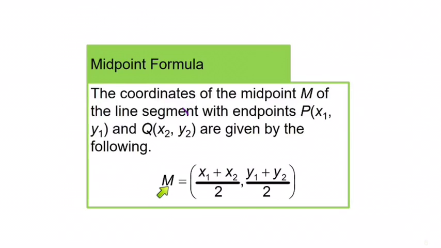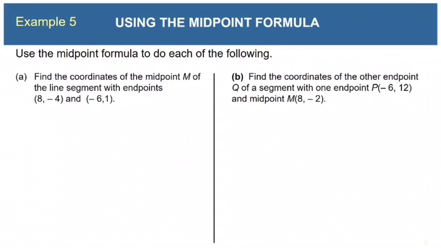So whenever you're finding the midpoint, it's different from the distance formula because you're not finding a number that's a length. You're finding a point that's got to have two coordinates, an x and a y. Now here's example 5 from the text, and this has two parts, so let's look at the first part. It says find the coordinates of the midpoint M of the line segment with endpoints 8, negative 4 and negative 6, 1. So the 8, negative 4 would be our x1, y1, and negative 6, 1 would be our x2, y2.